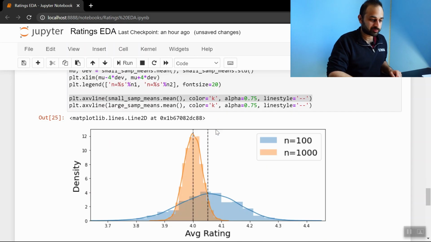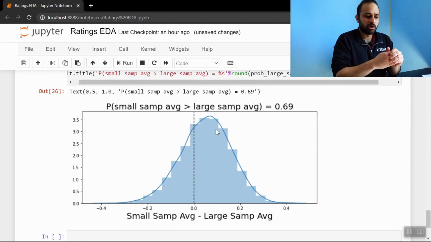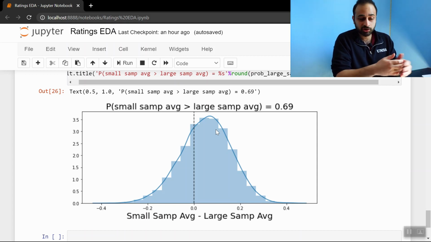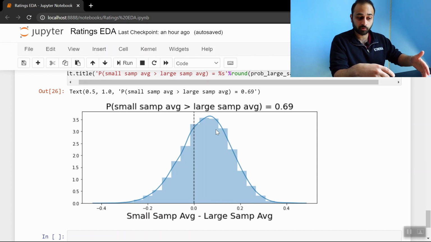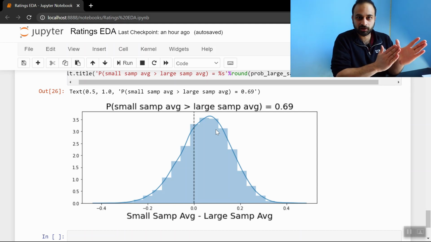Let's look at how these plots change. So the distributions now are less separate and more on top of each other, so it's a little bit harder to tell. And if we look at this one here, it says that only about 69% of the time would the small sample's average actually be above the large sample's average. Remember, the very first run we did, this number was 82%, so now it becomes a lot less certain which one we should pick. So this kind of certainty about which product you should pick depends not only on the difference in sample sizes, but also how close together the average ratings are.